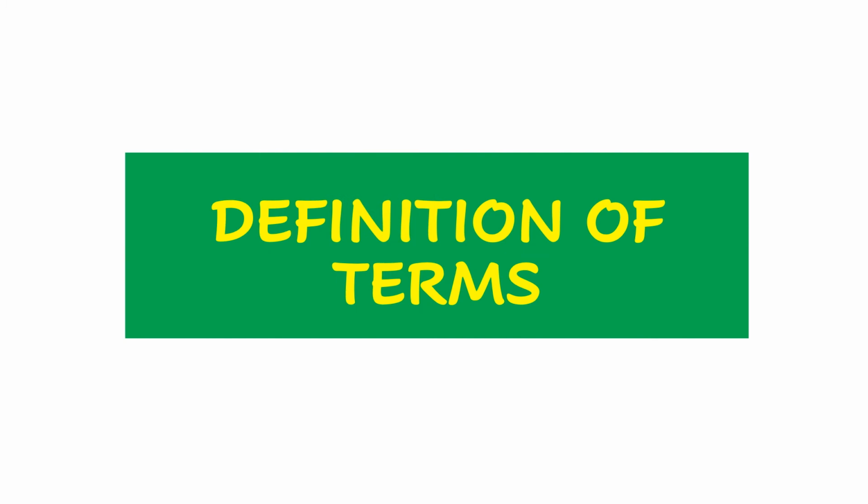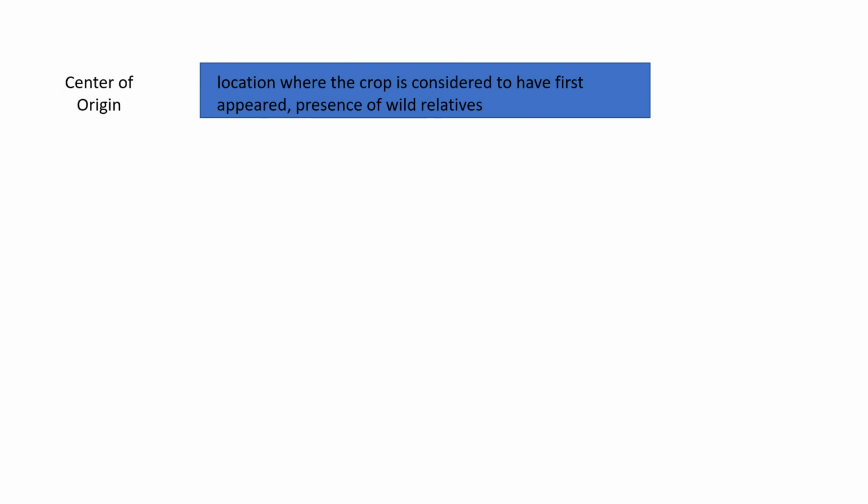Then, just a few definition of terms. So, we have here center of origin na parati nating binabanggit. Ano ba ang center of origin? Ito ay location where the crop is considered to have first appeared dahil marami nga yung wild relatives na nakikita doon. As opposed to center of diversity.